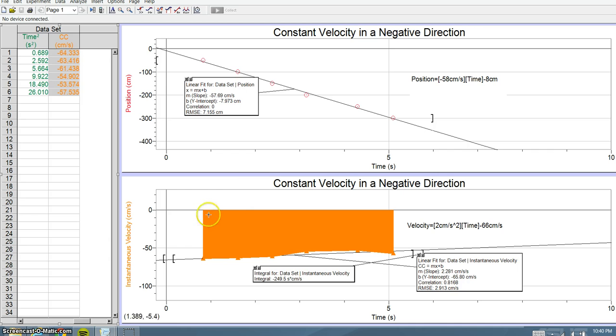And from this graph, I could take the area of it and find my displacement. And so basically I got approximately 250 centimeters.